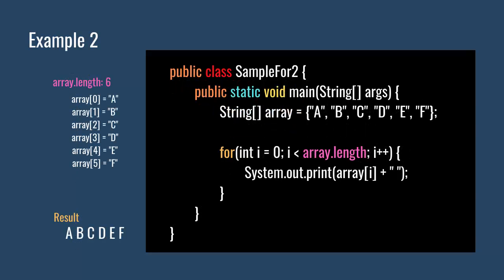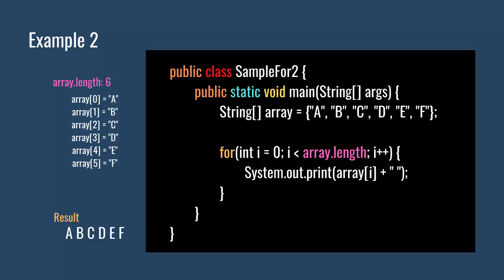Let's see another example. The first line of the main method initializes a String type array. Inside the for statement, each value of the array is displayed on the console. You can see the array length in the condition of the for statement. That means the length of the array. Count the length of the array: A, B, C, D, E, F. So the array length is 6.